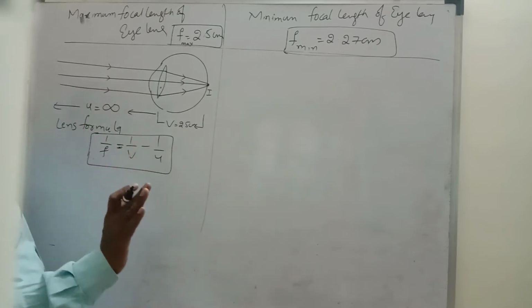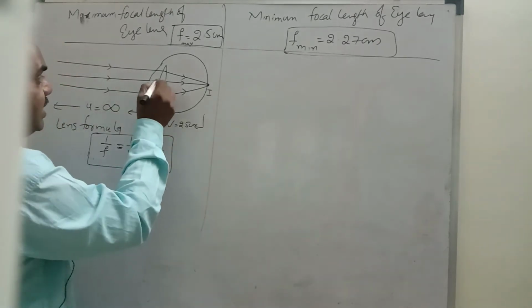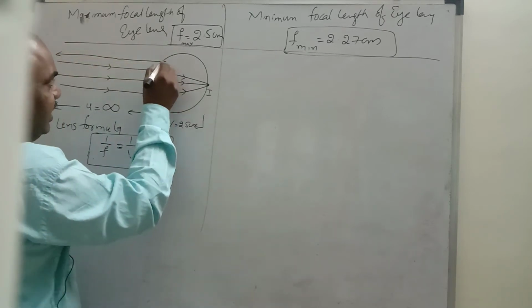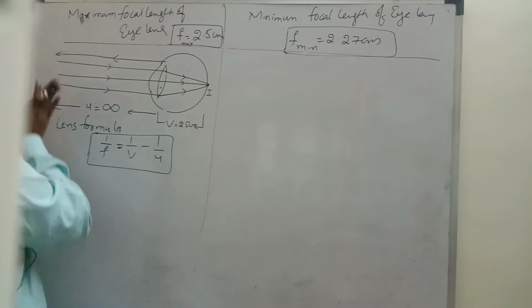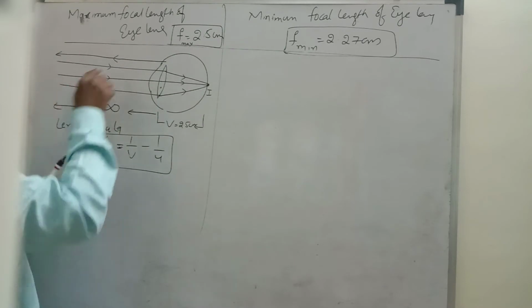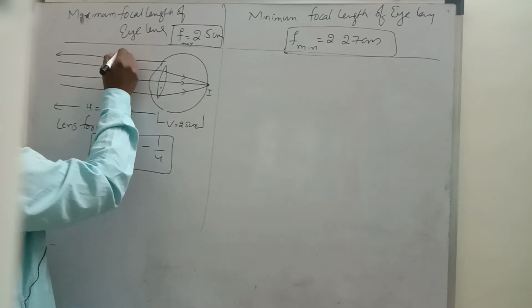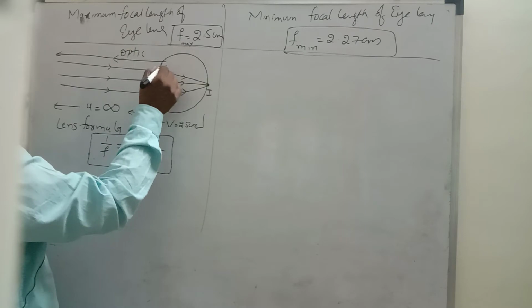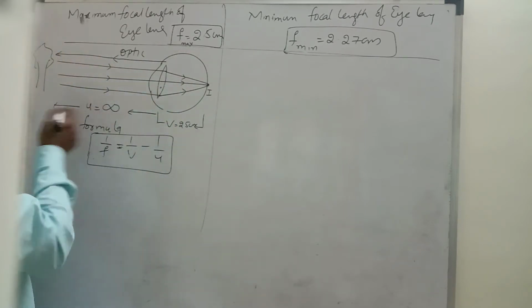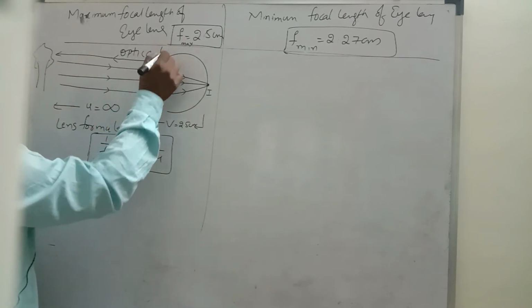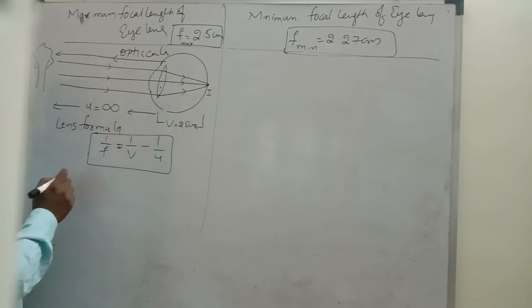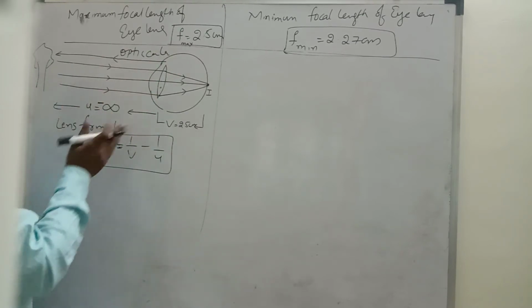Sign convention rules, once again I will remind you, listen carefully. All distances must be measured from the optic center. Optic center is here, so I am measuring in this direction. Compare with the parallel incident ray. Both are in opposite direction. The object is at infinite, very far. Measuring from optic center in this direction and comparing with the parallel incident ray, both are in opposite direction, so U is minus.